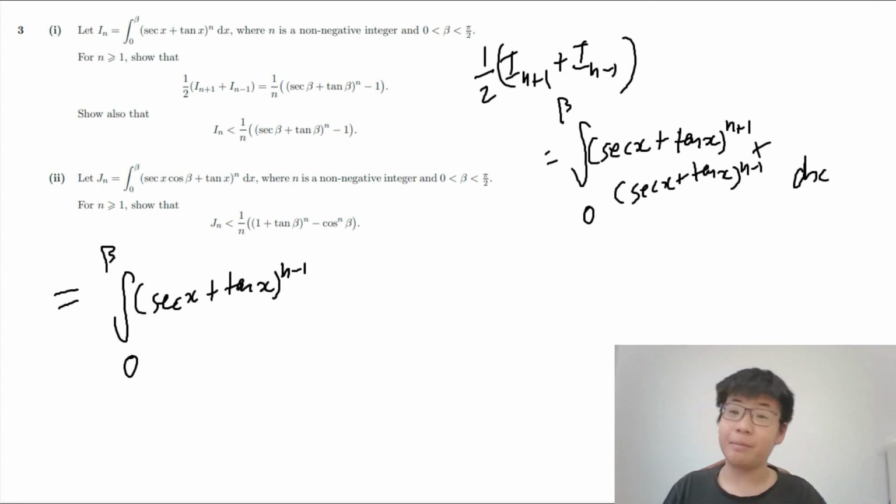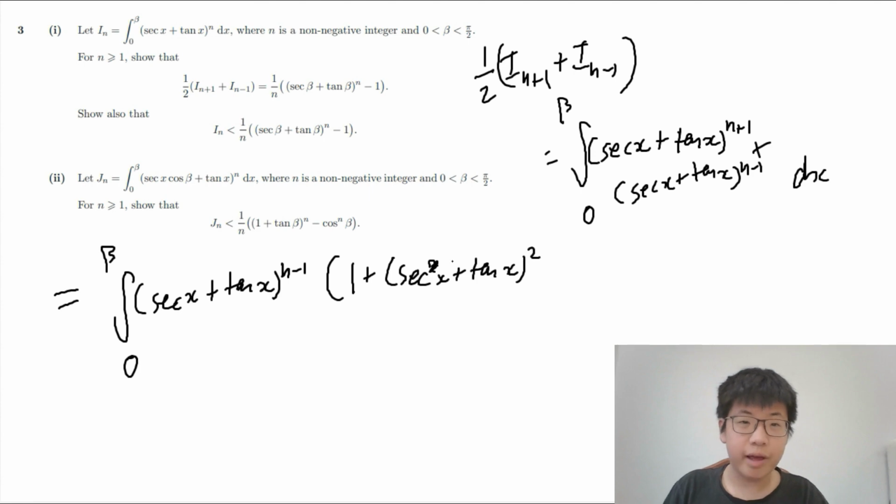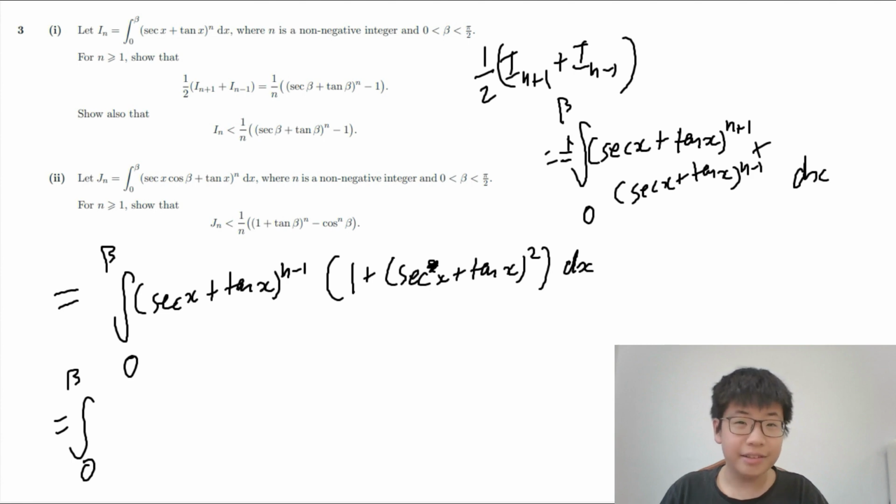But we're not going to put the n minus 1 plus 1 here. Instead, we're going to put a bracket: 1 plus (sec x + tan x) squared dx. And then you realize that there's actually no half there. Yep, I forgot to put the half here. Half. And then you realize the trigonometric identity that 1 plus tan squared theta is sec squared theta.